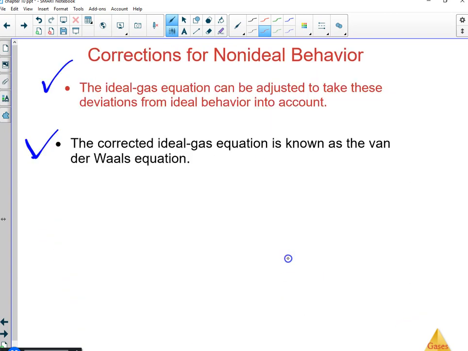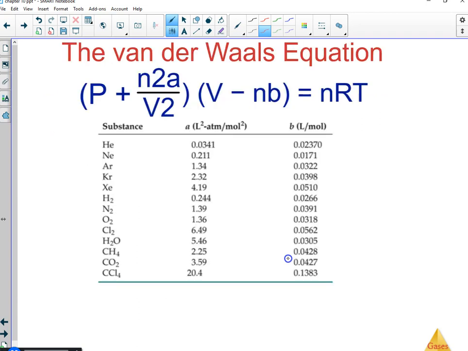The ideal gas equation can be adjusted to take these deviations from ideal behavior into account. Don't write this. The corrected ideal gas equation is known as the van der Waals equation, and it looks like this: (P + n²a/V²)(V − nb) = nRT. And it's not as bad as it looks, because it has to tell you what a and b are. It just takes a lot more typing in your calculator. You are not held responsible for van der Waals equations at all in AP Chemistry, but there they are.